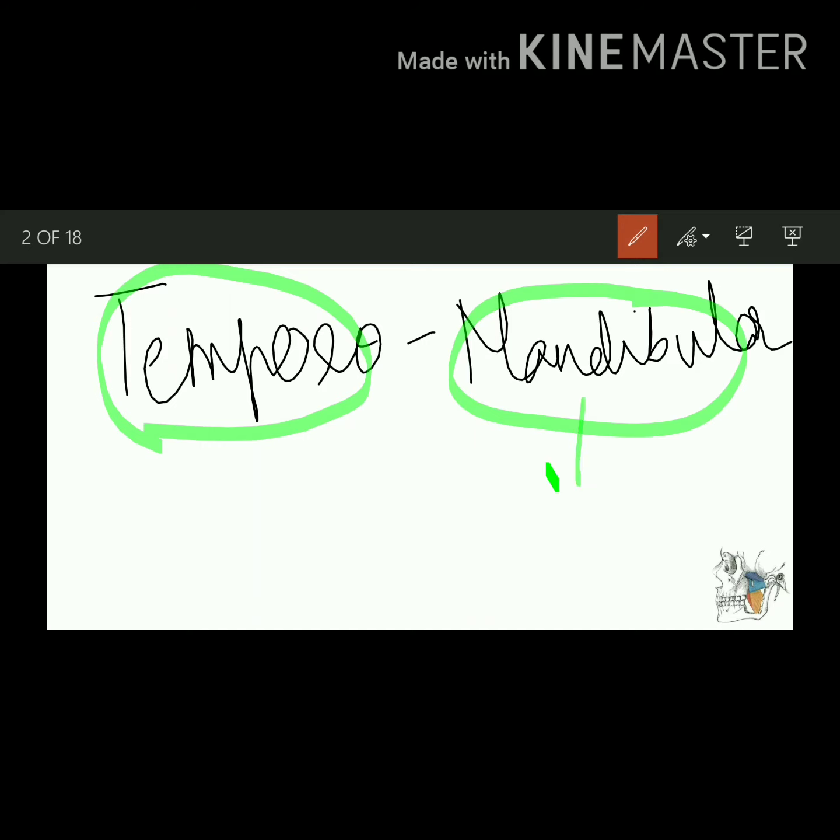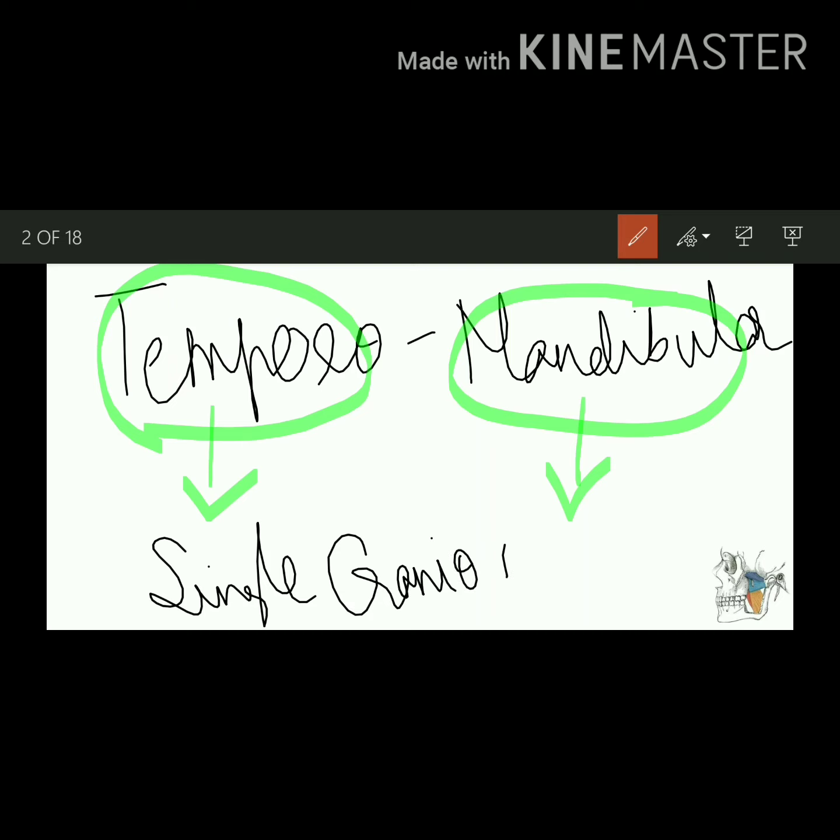As we have a single mandible and a pair of temporal bones on either side of the skull, it is a type of single cranio-mandibular joint.